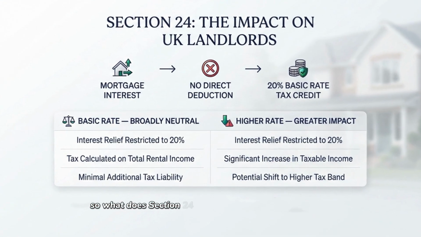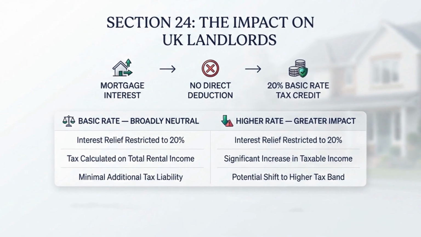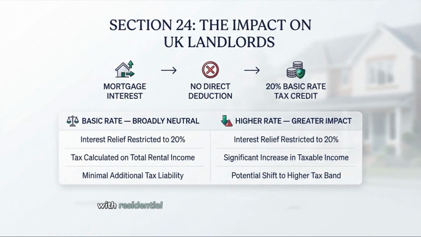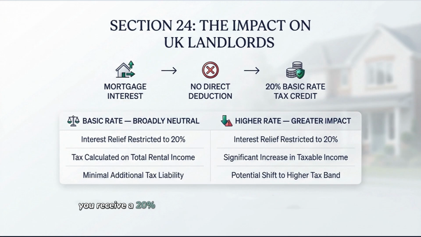So what does Section 24 mean for your tax bill as a landlord in 2026? Individual landlords with residential property can no longer deduct mortgage interest from rental income. Instead, you receive a 20% basic rate tax credit on your total finance costs. For basic rate taxpayers, the impact is broadly neutral. For higher rate taxpayers, the additional tax cost is significant and can push total income into a higher band.